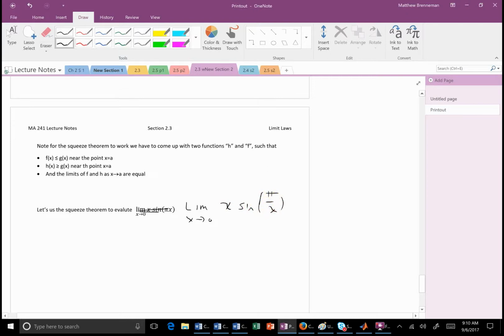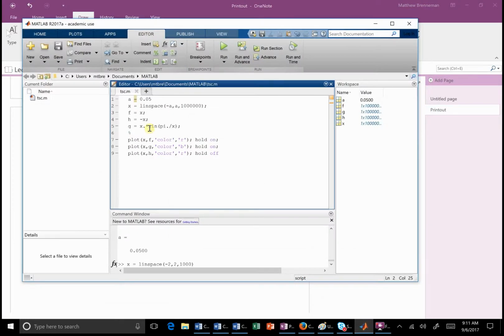Okay. Now remember what sine pi over x is. Sine pi over x was that weird function that was oscillating a lot. In fact, in MATLAB, let me see if I can run it real quick.